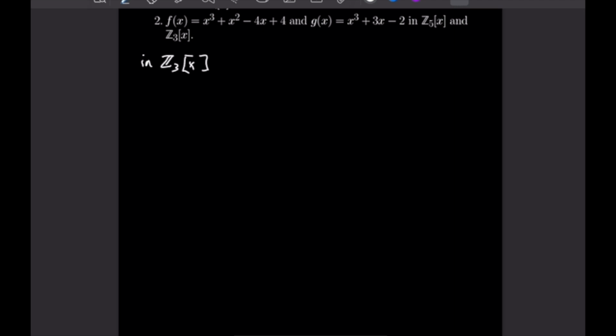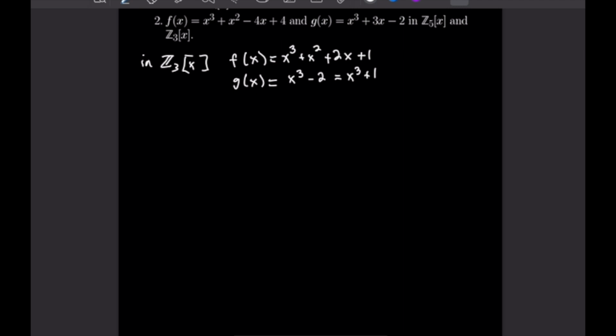So in Z3 adjoin x, let's see how we can possibly simplify our two functions. f of x will still be equal to x cubed plus x squared, but then we can reduce that negative 4x to be just a negative 1x, and negative 1 is equal to 2, so we'll have a plus 2x in this case, and then a plus 1 here, as 4 is just 1 mod 3. And then we will have g of x, and g of x is x cubed plus 3x, but that's just 0 in Z3, so we'll have x cubed minus 2, but let's rewrite that minus 2 as just a 1, so we have x cubed plus 1. So our g of x actually got simplified quite a bit from us taking it in Z3.